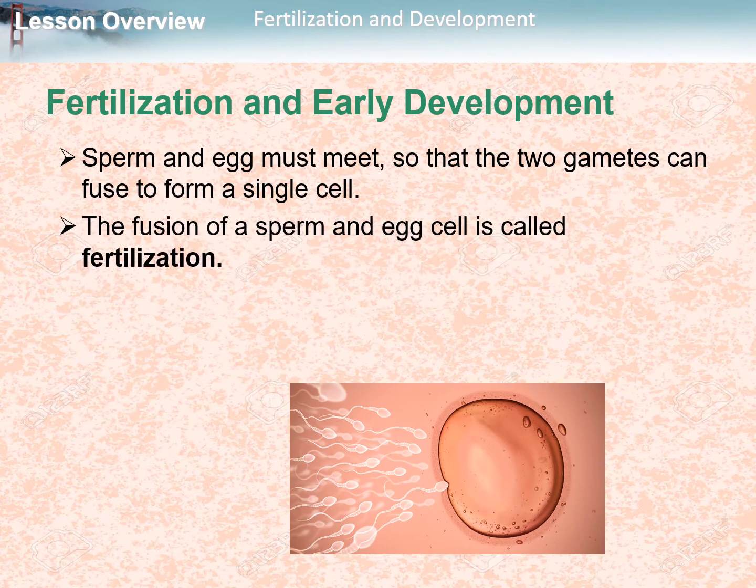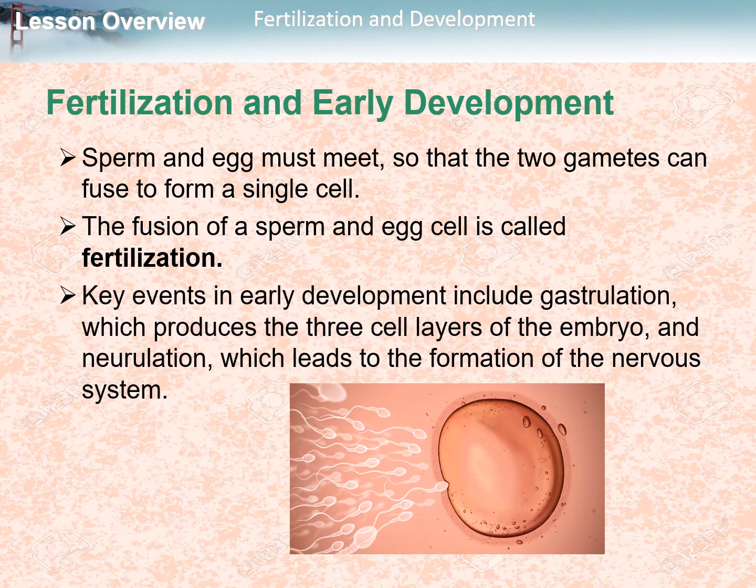So sperm and egg must meet so that the two gametes can fuse to form a single cell. This fusion of sperm cell and egg is called fertilization. The key events in early development include gastrulation, which produces the three cell layers of the embryo, and neurulation, which leads to the formation of the nervous system. We're going to discuss each of these, gastrulation and neurulation, in later slides.